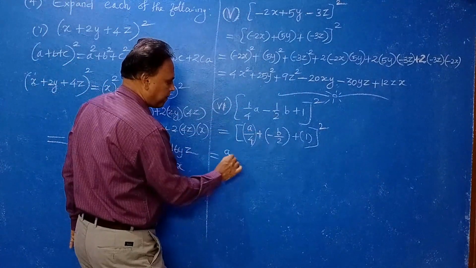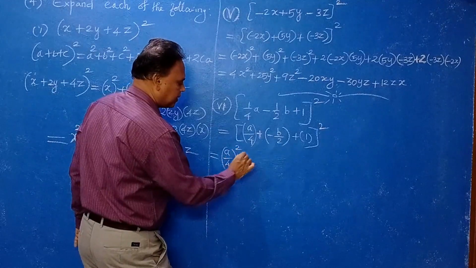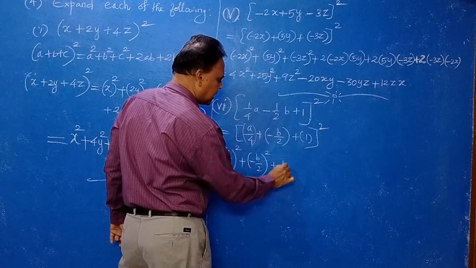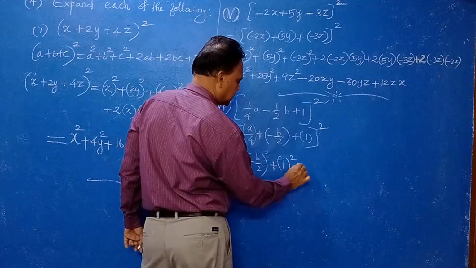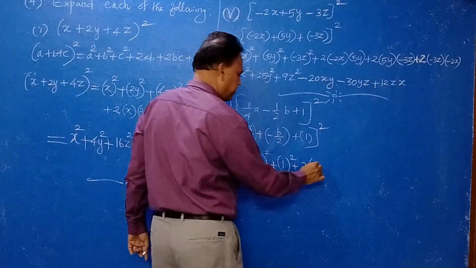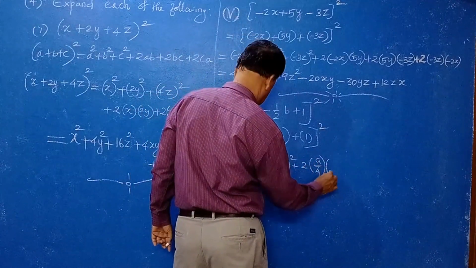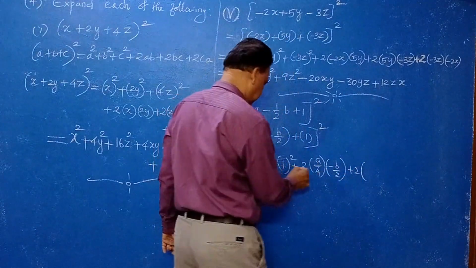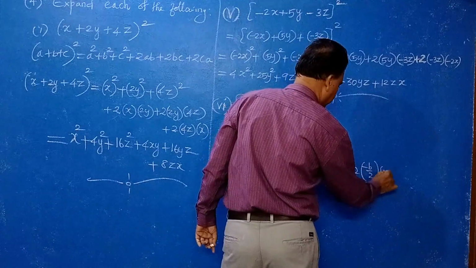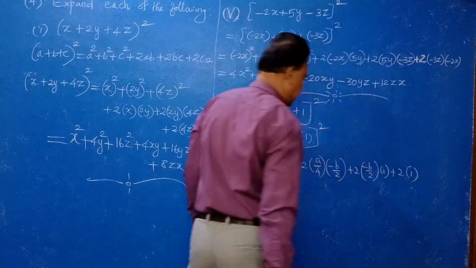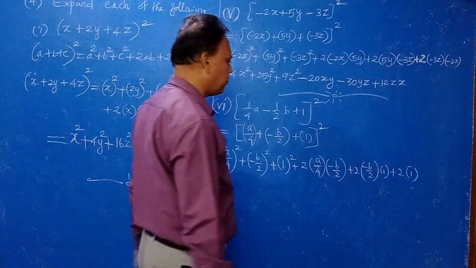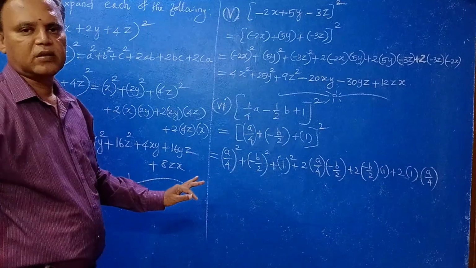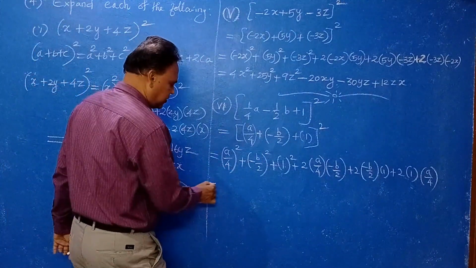So a squared, a by 4 the whole square plus b squared, as it is you write, nothing. Apply the formula, that's all. Plus 2 into ab, a by 4 into minus b by 2. Just apply the formula, okay. Then bc, minus b by 2 into 1, plus then ca, 2 into ca, a is a by 4. Just apply the formula, that's all. Clear? Nothing. Now further simplification you have to do.